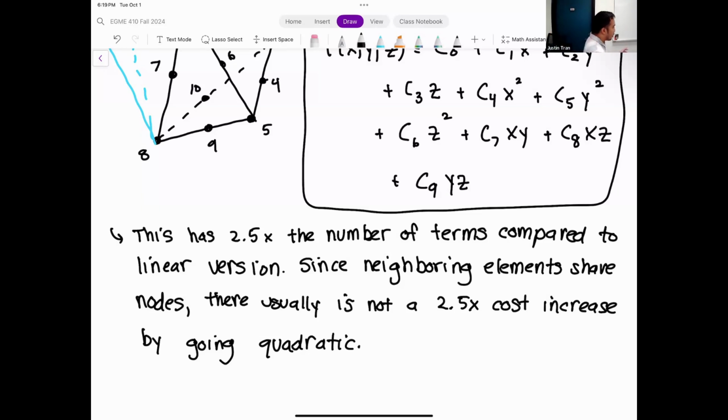So I don't want you to think about it in terms of using quadratic is 2.5 times more expensive than linear. It never really approaches that. The exact increase in the number of nodes is unfortunately very mesh specific.